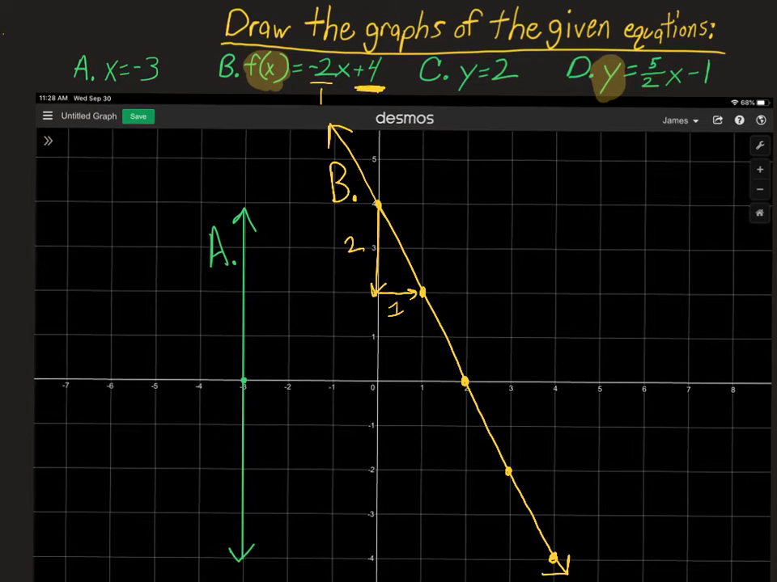All right, C, I can tell it's another special case because there's no x. It's just got y equals a number. So I'm going to go to where y on the y-axis equals 2, which is right there. And I've got to cross the y-axis. So therefore, there we go.